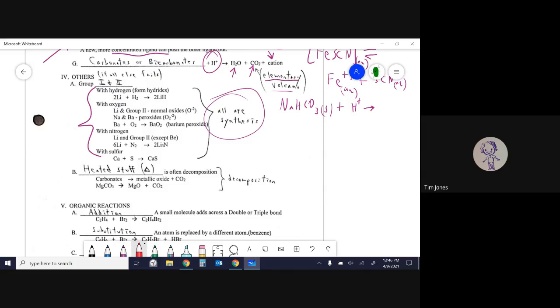Next, heated stuff. If you heat stuff, and sometimes above the arrow, you'll see a little triangle, and that's what that means. The triangle represents heat. It's often decomposition. So carbonates, if you heat them, they often break up, in this case, into carbon dioxide and a metallic oxide. So an example would be magnesium carbonate will form magnesium oxide and carbon dioxide. So if you see heated, it either means the reaction is going to go faster probably, or it's going to be decomposition if there's only one reaction.